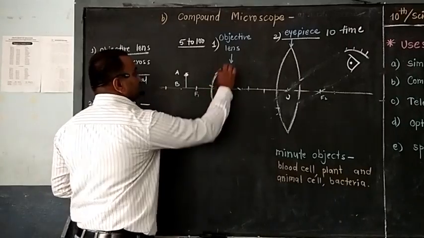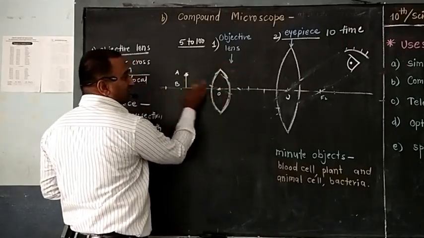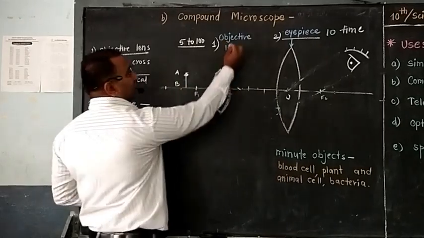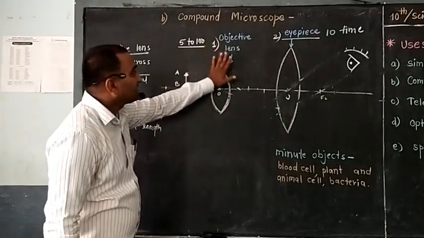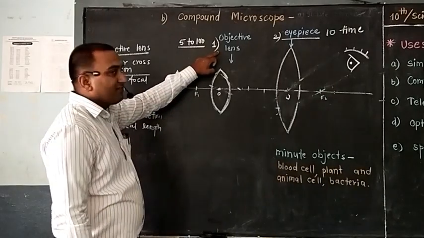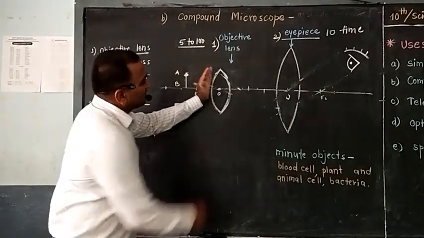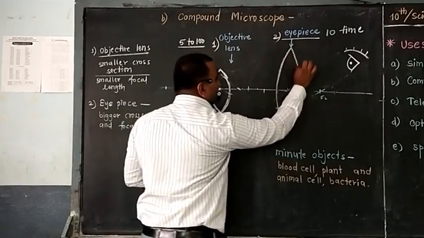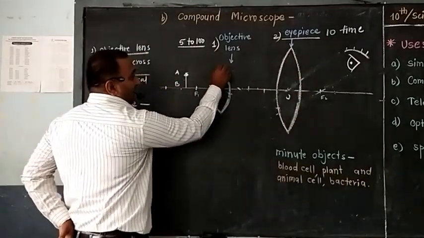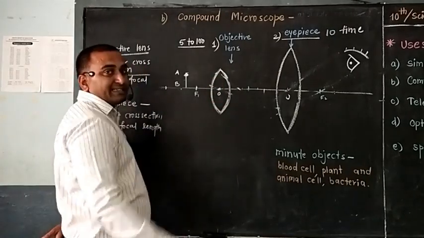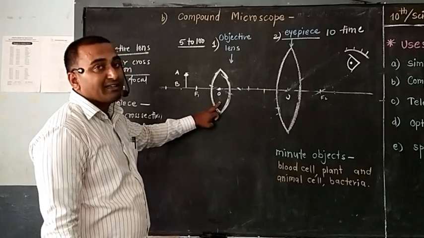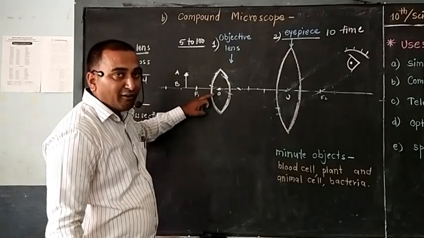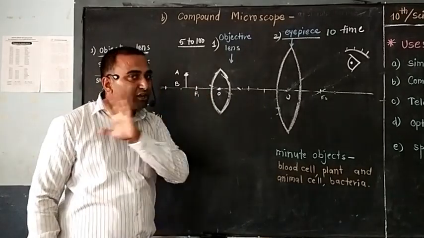This one is the first lens. We keep the object near this lens, the lens which is towards the object, and it is called the objective lens. The objective lens has a smaller cross section. See, this much cross section is there, but compared to this, the other has a bigger cross section. As the cross section is smaller, the curvature increases, and as the curvature increases, the focal length decreases. So the objective lens has a larger curvature and a smaller focal length.